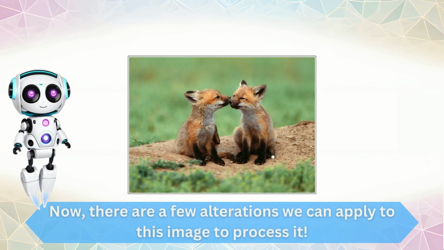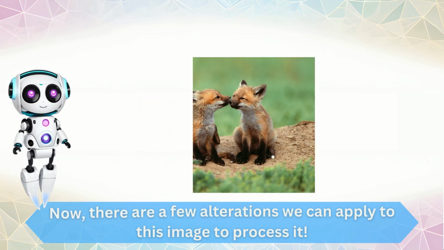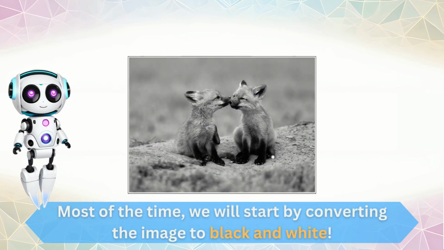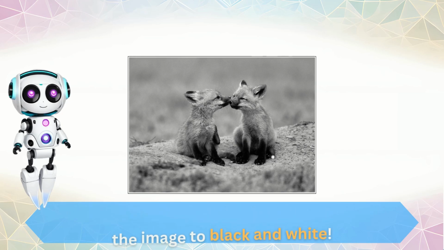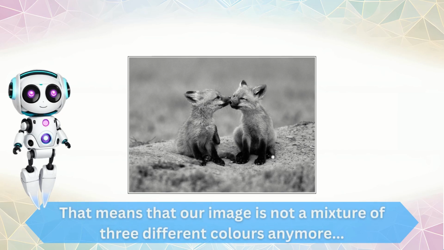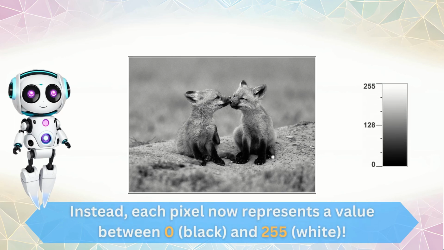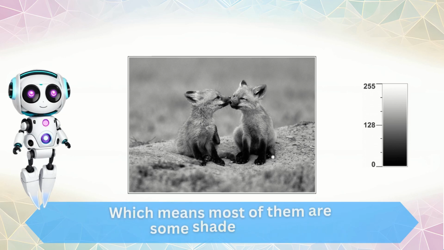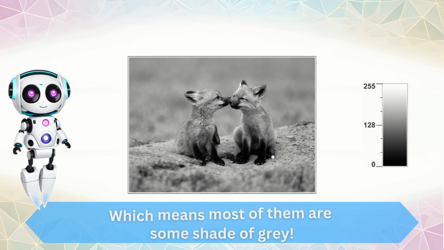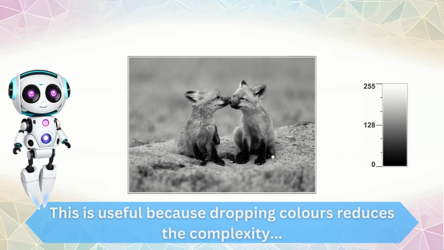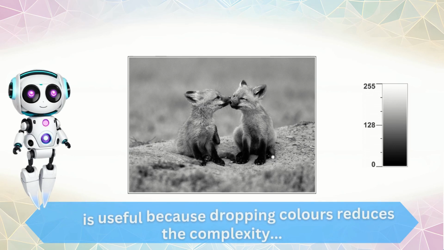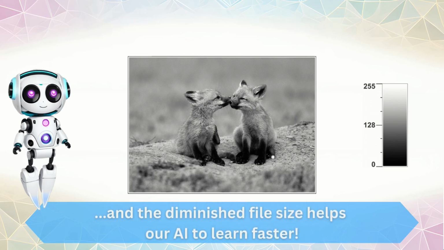Now, there are a few alterations we can apply to this image to process it. Most of the time, we will start by converting the image to black and white. That means that our image is not a mixture of 3 different colors anymore. Instead, each pixel now represents a value between 0, black, and 255, white. Which means most of them are some shade of gray. This is useful because dropping colors reduces the complexity. And the diminished file size helps our AI to learn faster.